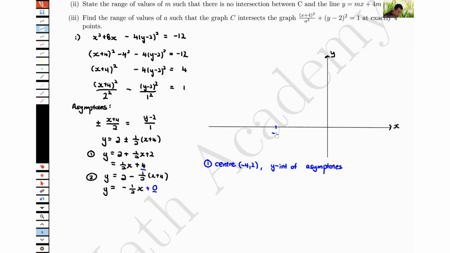Let's go for the center first. Center at negative 4, 2. This is the center. Just mark it out as a coordinate straight away. It's going to cut the y-axis at 0 for one asymptote. The other asymptote cuts at 4. We mark both out, and the reason for that is because asymptotes will pass through the center and also their own y-intercept. So it will look like this, and then I extend. This is how the asymptote will look. It must pass through the center and its y-intercept.